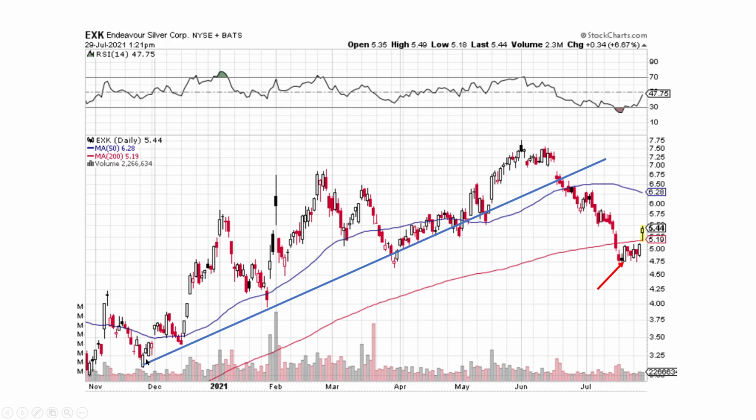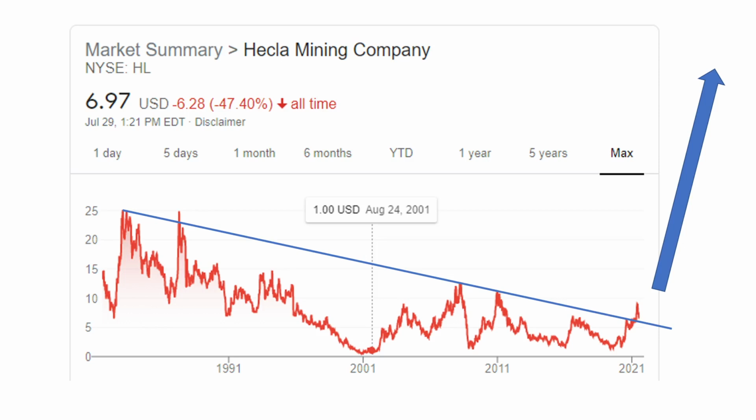Here's EXK coming on up. We broke to the downside. Bullish engulfings all through here. We're popping up higher, so that's looking better. We've got to hope that the buyers continue to pile in and push it higher.